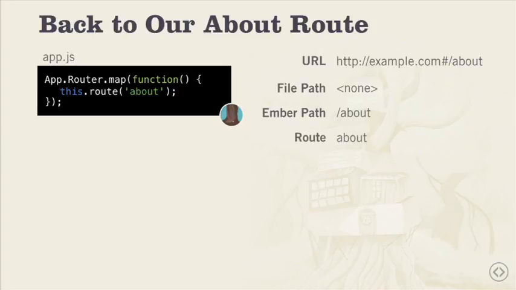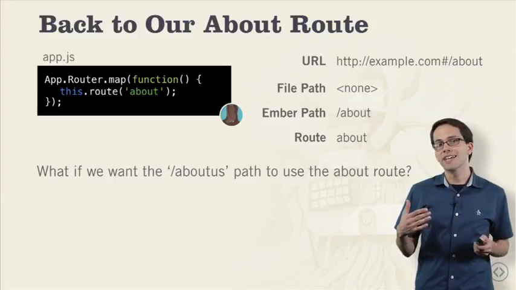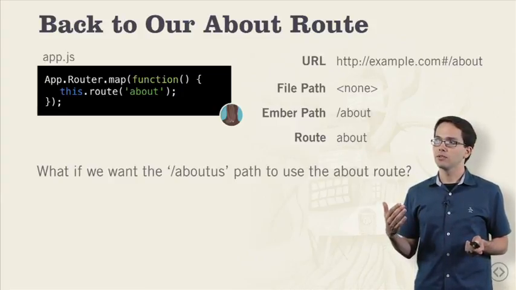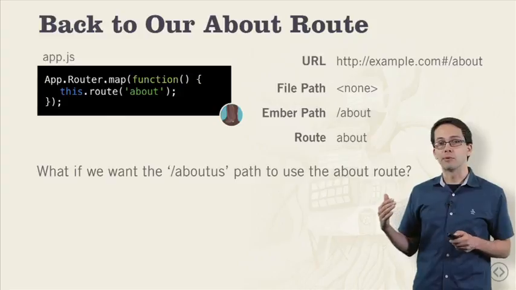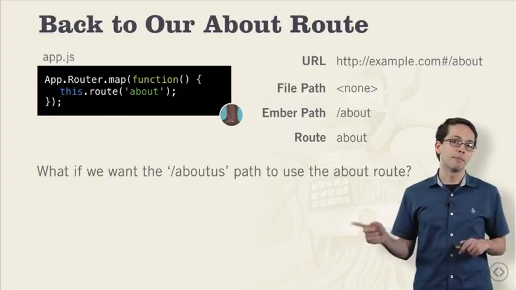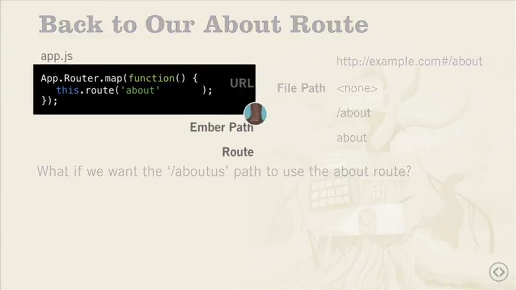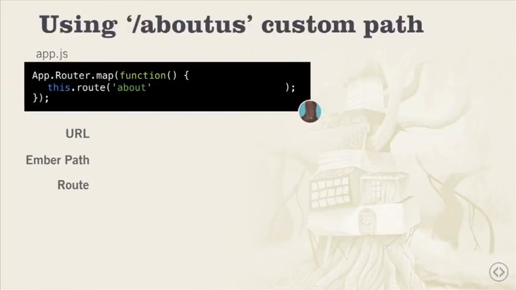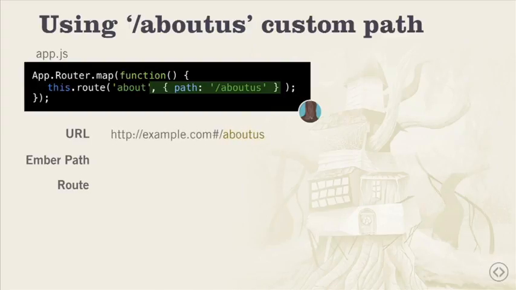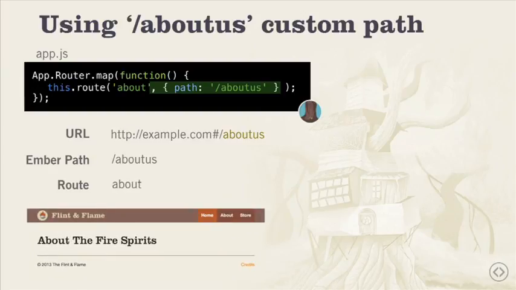But what if we want to override this default behavior and maybe go to the About Us Ember path and load the About route. How might we do that? Ember makes this really easy, and we can do this by sending in a new object to the route which specifies path about us. Now, when we go to this URL, it'll look up the Ember path about us, which will load the About route and properly load up our About page.